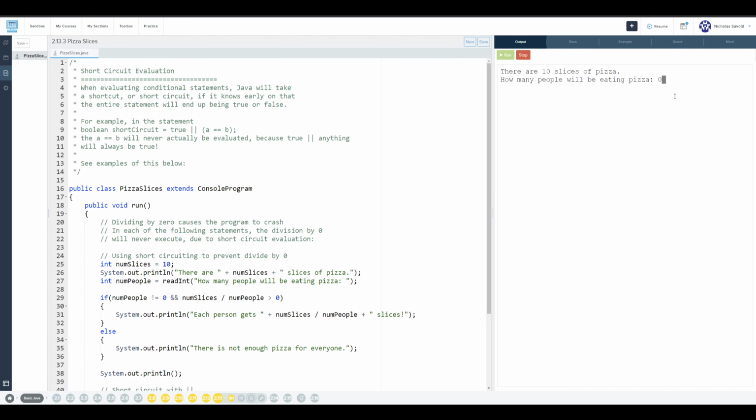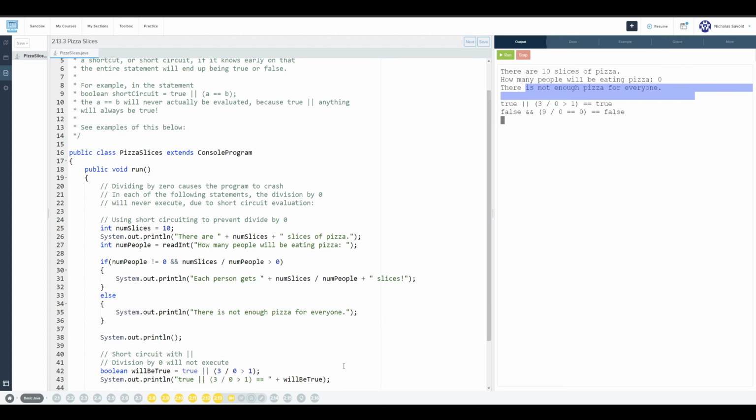How many people are eating? We want to test 0. There's not enough pizza for everyone. What? That's weird. Well, it kind of makes sense. I guess you need an infinite amount of people to feed no people. I don't know. Doesn't matter. But the key is we're not crashing because there's not a division by 0 error.